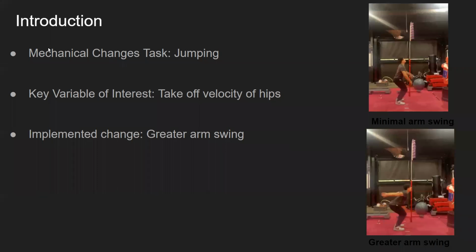The mechanical change task I was issued was jumping. The key variable of interest was the takeoff velocity of the hips, and the implemented change was the graded arm swing. As you can see here, we have minimal arm swing for the first test, and the second test was graded arm swing.